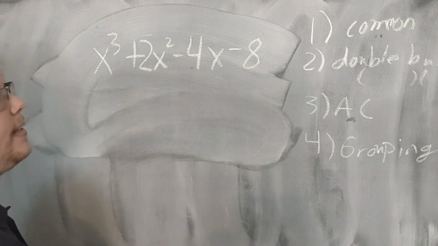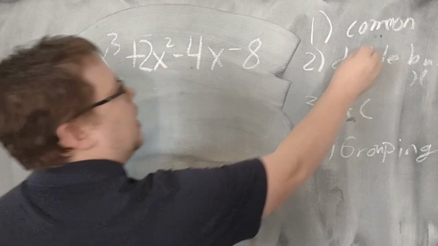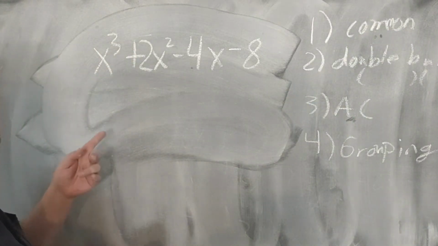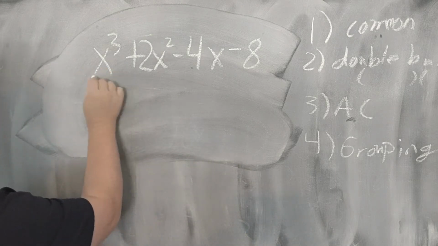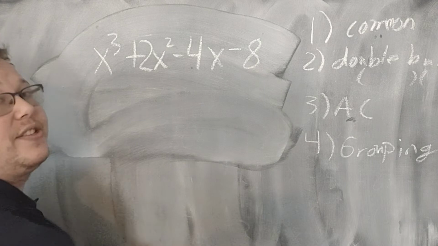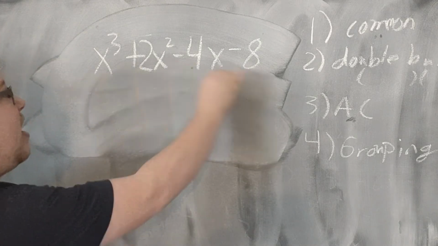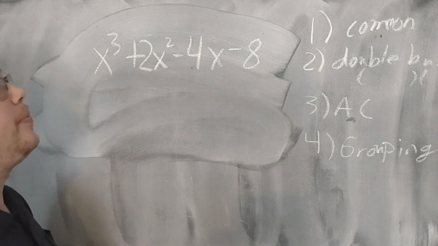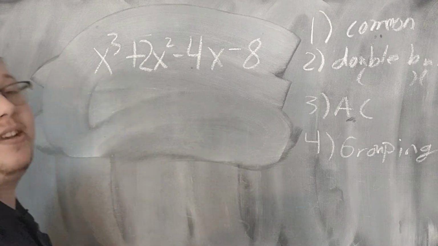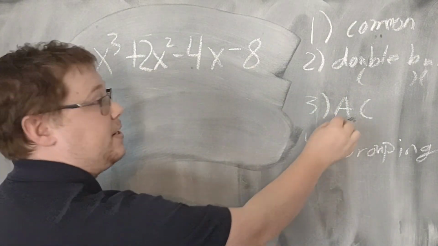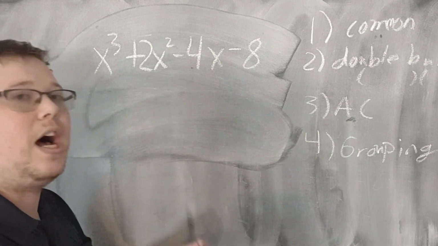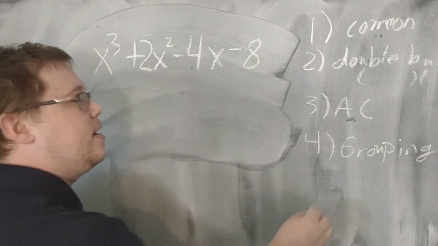Okay, so you look at this again and say, okay, anything common? Well, no, because this only has x's. That's the only thing you can factor out of this one. And this only has 2's, no x's. So there's nothing to factor out in common. And it's a cubic. So since it's a cubic, we can't do the double bubble. We can't do the AC method. The only option we have available to us is grouping.